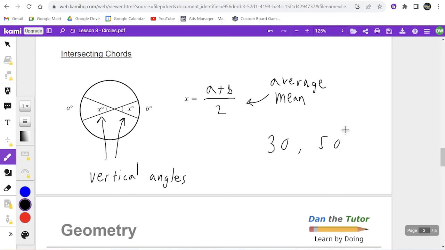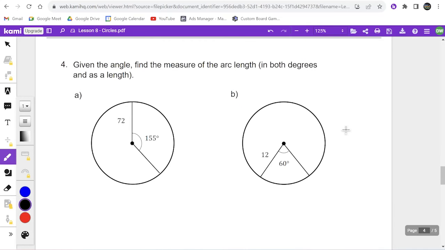But that's okay. So for number 4, or really for the rest of these, it goes all the way to part F. We are given the angle. I want you to find the measure of the arc length in both degrees and as a length. So for part A, what kind of angle is this? Is it a central angle, inscribed angle, or intersecting chords? That looks like an inscribed angle.